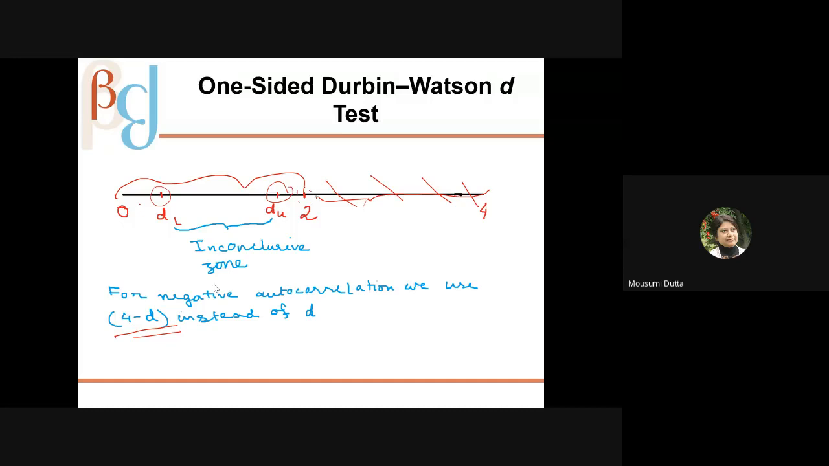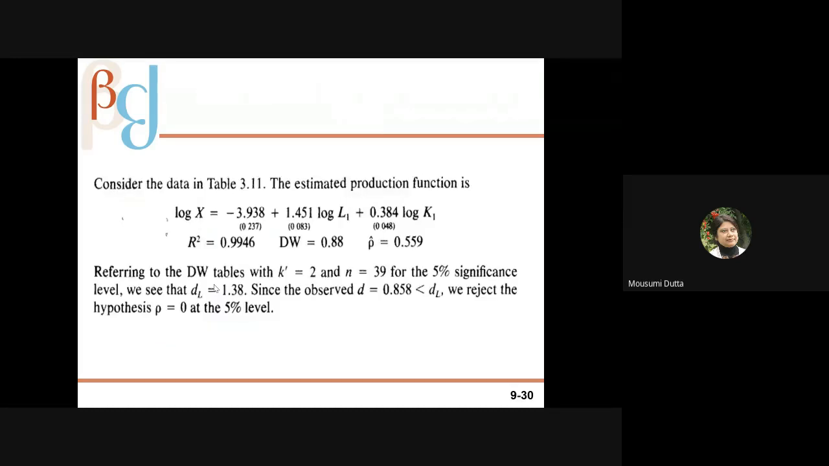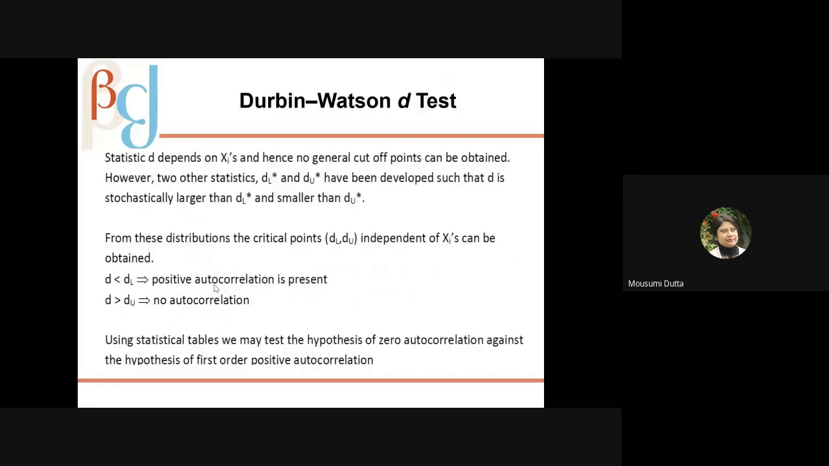For measuring the negative autocorrelation, we have to consider the value 4 minus D. If 4 minus D is less than DL, in that case, okay, so this is the idea.